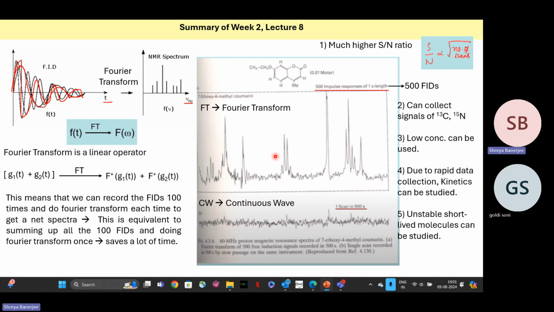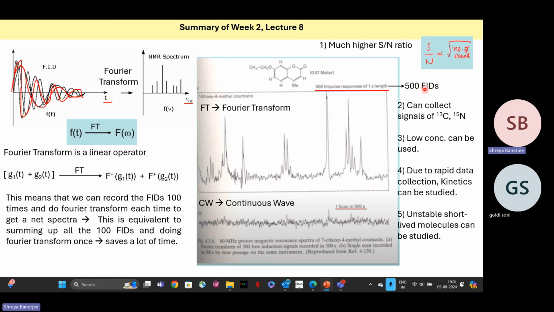Now, we can see the difference between the Fourier transform NMR and the continuous wave NMR. So continuous wave NMR, we have already seen it takes a long time. One scan is taking 500 seconds to do. And Fourier transform is a much faster process because in 1 second, we can scan the entire sample 500 times. So it is a much faster process.